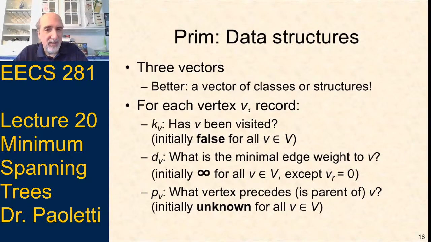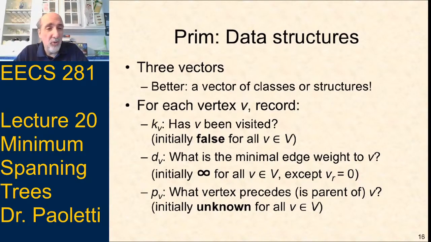The distance is the minimum distance from this vertex to anyone in the tree. Initially, that's going to be infinity for everyone except the root. The root's going to have a distance of 0. That's how we pick the root: we say, hey, the root is a distance of 0 from the tree because it's the root. It's the start of the tree. And we also have to record the predecessor or the parent. Which vertex is this one connected to? And initially, that's unknown for everybody.